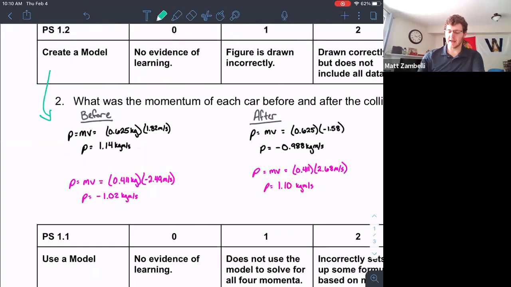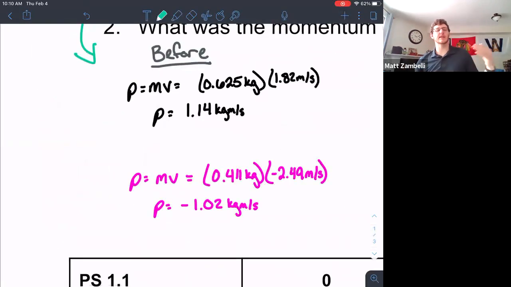As we can see here, I used going to the right as positive, and my truck was going to the right. The convertible is going to the left, which is why my convertible's initial, or before, momentum is that negative 1.02 versus my positive 1.14 kilogram meters per second here.